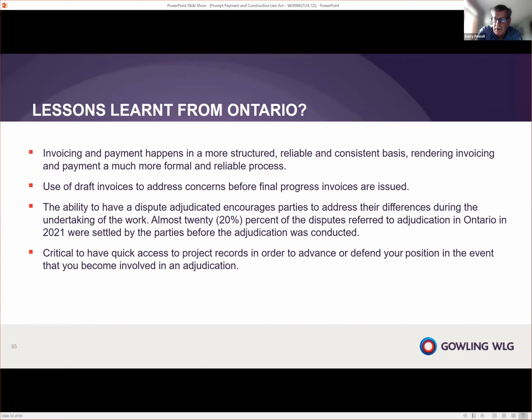Invoicing and payment happens in Ontario, it seems, on a more structured, reliable, consistent basis than it did before the legislation. So our expectation is that here, after some time of adjustment, we will find that payment is more structured, reliable and consistent. And that's really the intention of the Act and our hope for the industry here. Use of draft invoices, we've talked about.